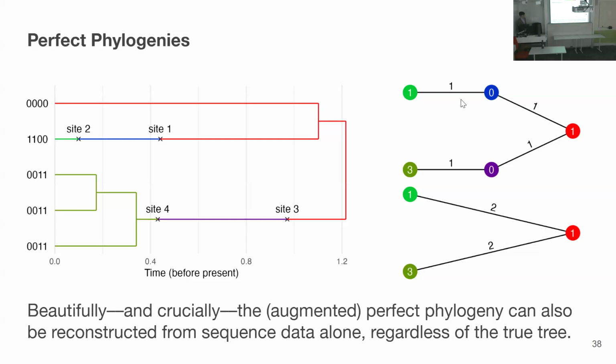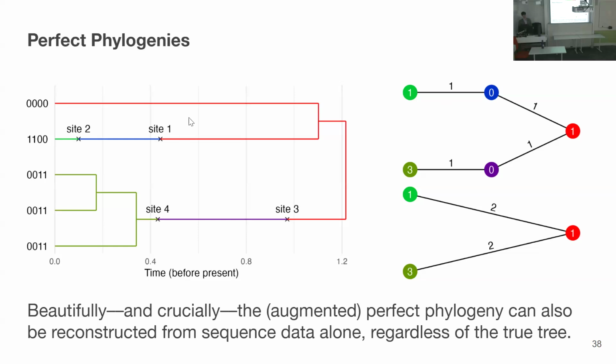Now, why is this structure so important? Turns out that if we had just observed these genotypes at the leaves, but knew nothing about the tree that related those genotypes to each other ancestrally, that actually would be enough information to immediately reconstruct the perfect phylogeny or the augmented perfect phylogeny, which is kind of a remarkable fact that I unfortunately am not going to get into the proof of for this presentation.